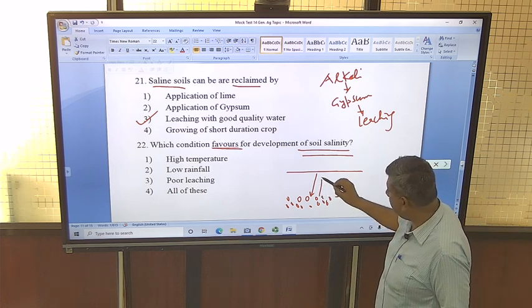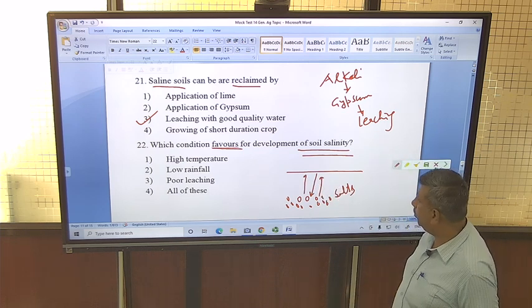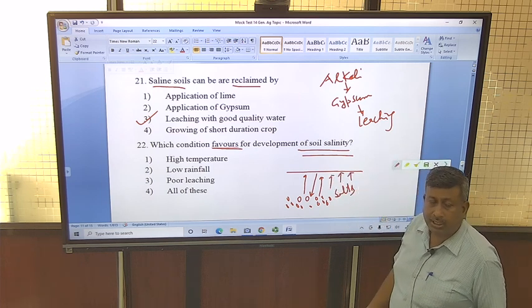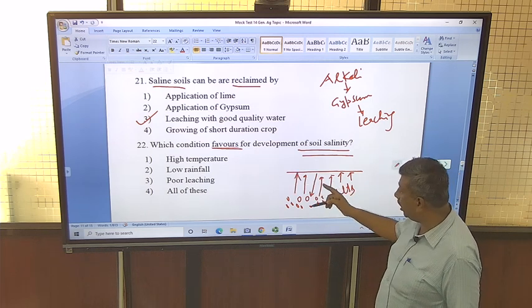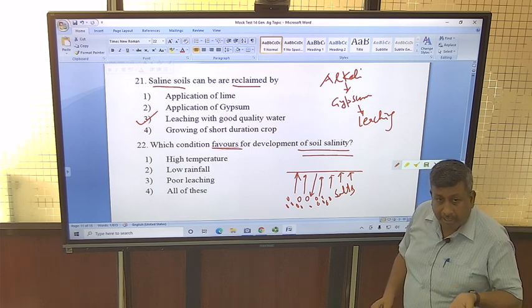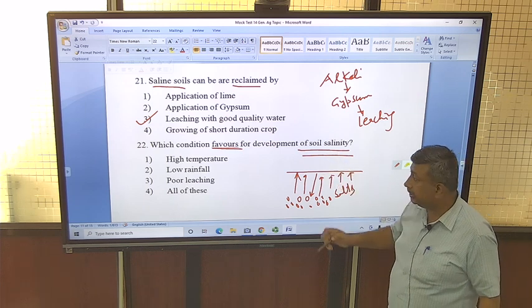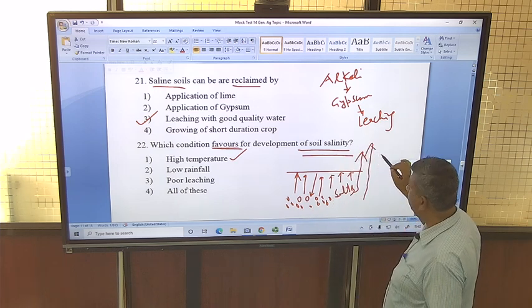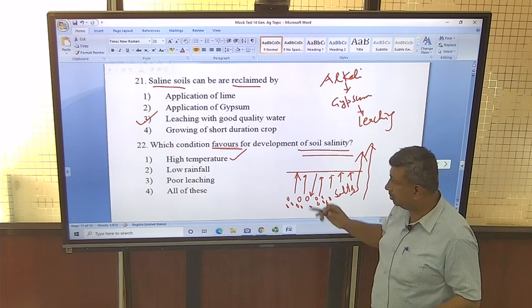But when these salts come into the root zone, they interfere with crop growth, and this is problematic. So when salt comes into the root zone, the soil becomes saline. What are the conditions which favor the accumulation of salt? The conditions which favor the movement of salt from the deeper layer to the upper layer will help in the development of soil salinity. High temperature means more evaporation, so water will come from the deeper layer up to the upper layer, and more salt will come. So this condition favors it.